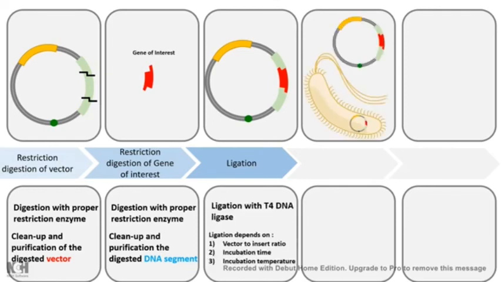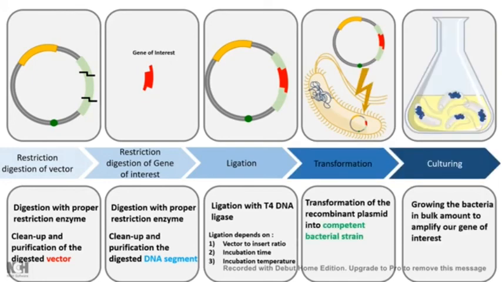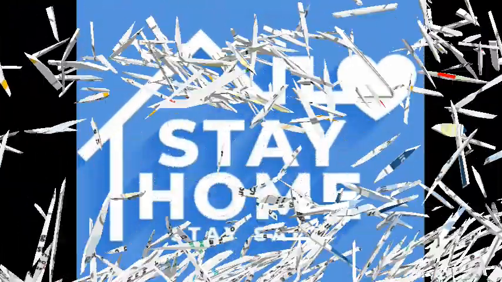After that, we transfect that into the bacteria, and as the bacteria grow, our gene of interest also increases in number in the format of a plasmid. That is a very important strategy, and that is how molecular cloning started. So restriction enzymes were a breakthrough in the process of molecular cloning.